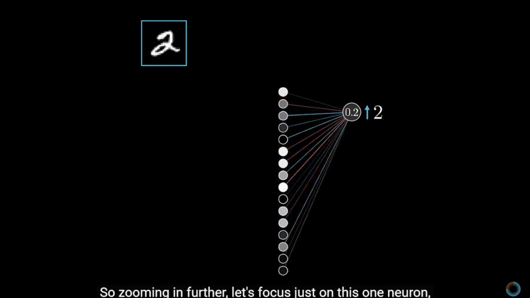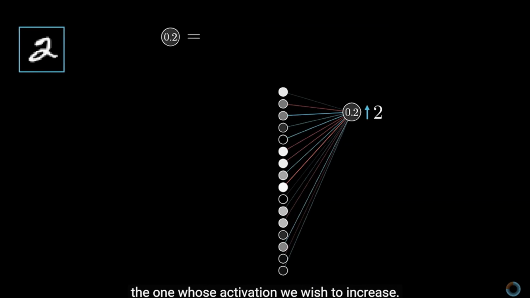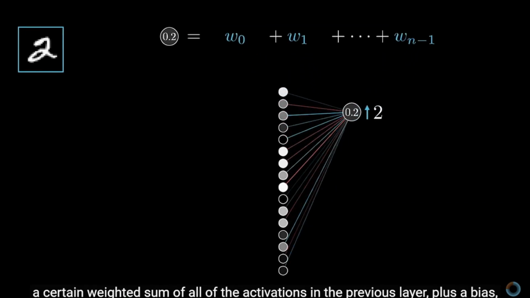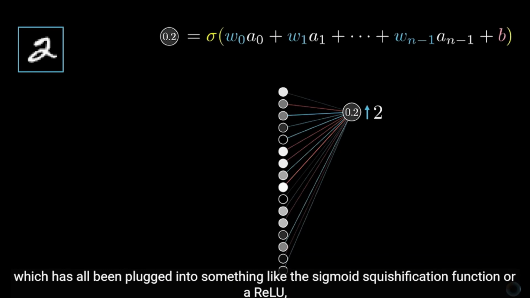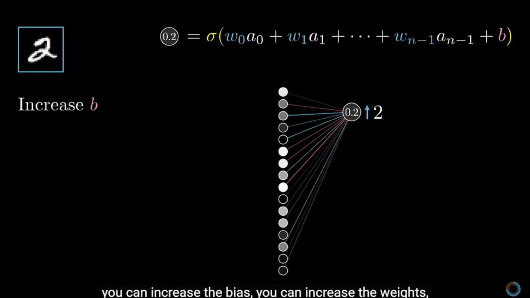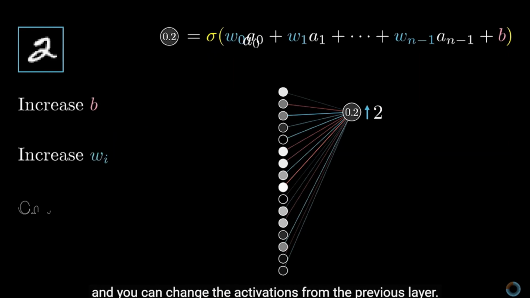So zooming in further, let's focus just on this one neuron, the one whose activation we wish to increase. Remember, that activation is defined as a certain weighted sum of all of the activations in the previous layer, plus a bias, which is all then plugged into something like the sigmoid squishification function, or a ReLU. So there are 3 different avenues that can team up together to help increase that activation. You can increase the bias, you can increase the weights, and you can change the activations from the previous layer.